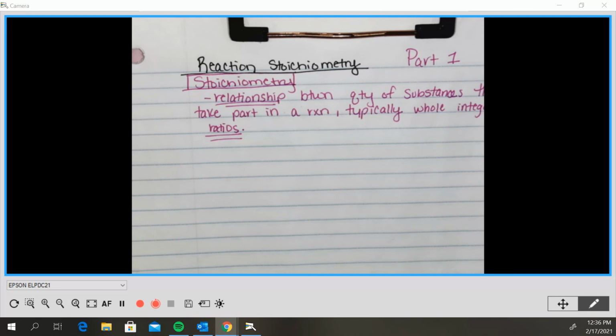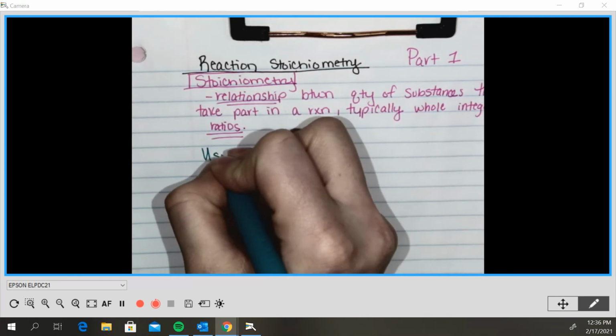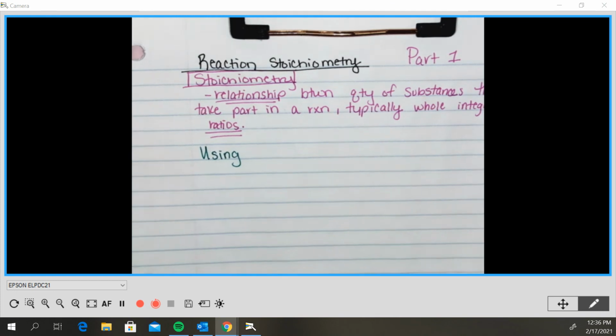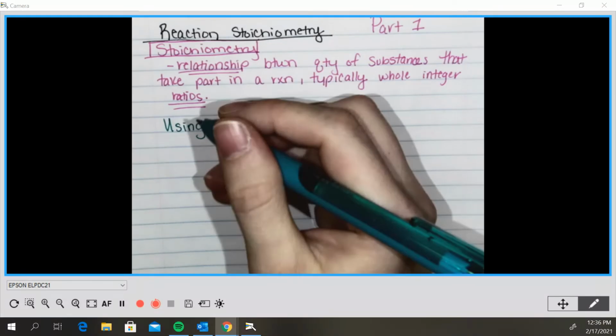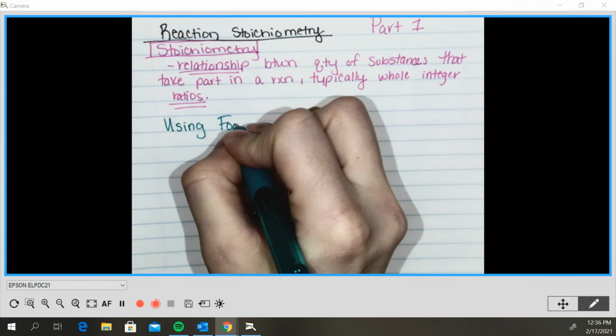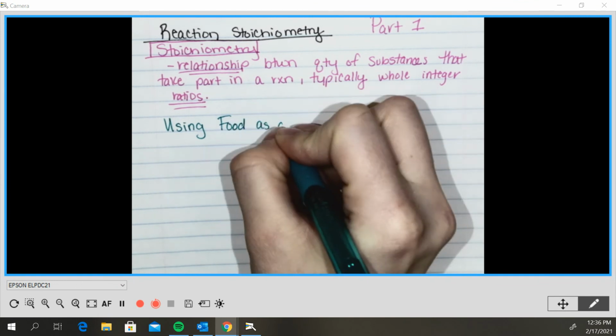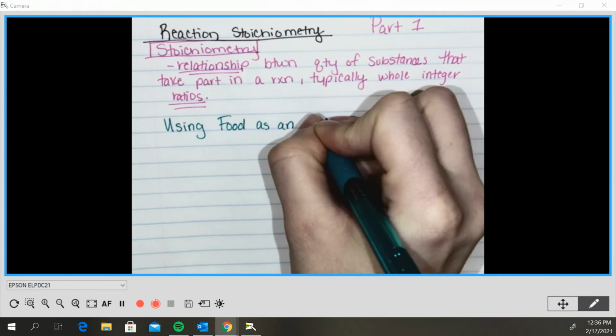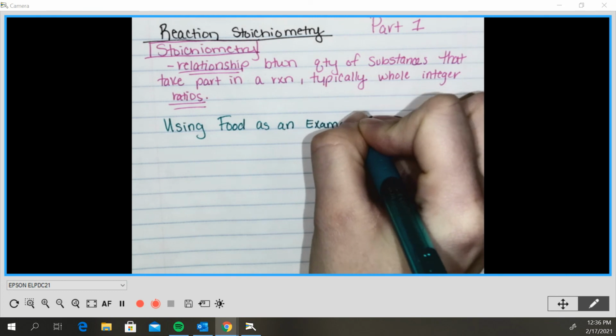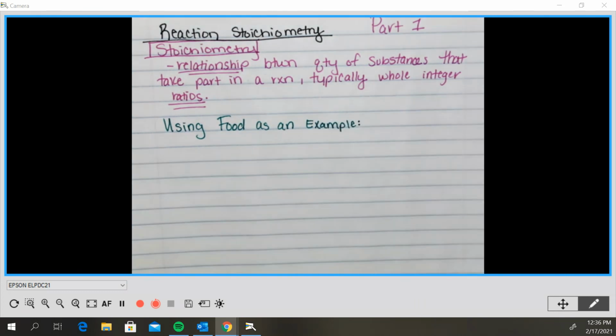The best way I can explain this to you is to use food, because everyone has a common language for food. We all have to eat in some way, shape, or form to be alive. We all have to ingest food, so it's something we all have in common. So we're going to use food as an example.